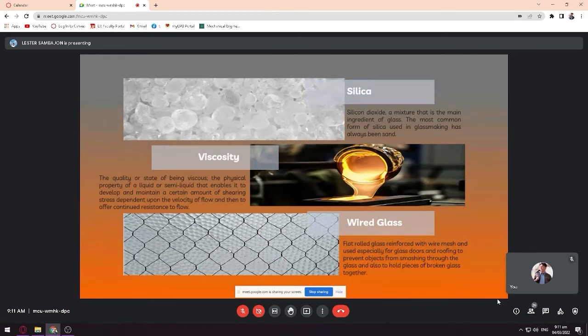Last for this section would be wired glass. Now, wired glass is a flat rolled glass which is reinforced with wire mesh and is used especially for glass doors and roofing to prevent objects from smashing through the glass and also to hold pieces of broken glass together. Now, by holding the glass together, it can also protect against break-in and spreading of fire.